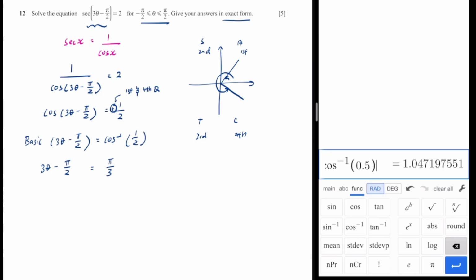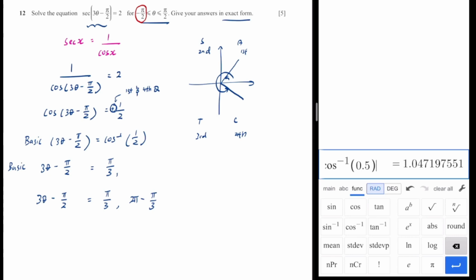Alright, so cos inverse of 1 over 2 is pi over 3. This will be your basic. So in order to find what's going on in the first and fourth quadrant, we take pi over 3 and then simply take 2 pi minus pi over 3 in order to find the angles. But notice that we will also need to rotate the other way around.